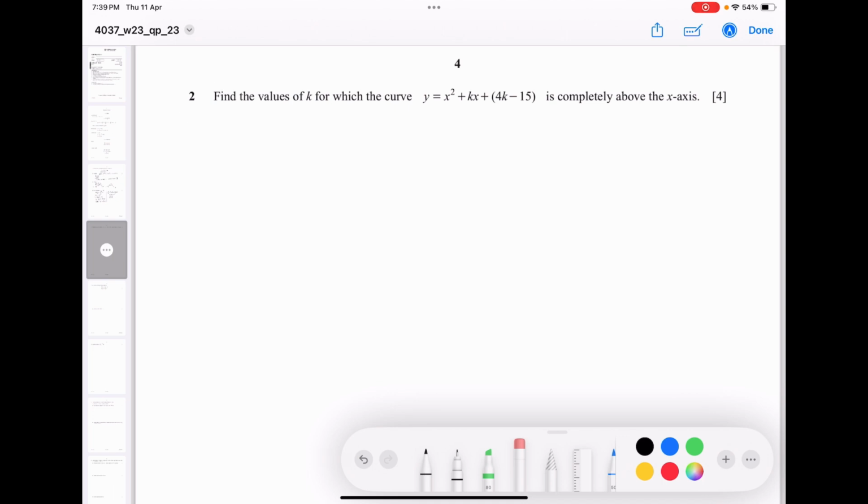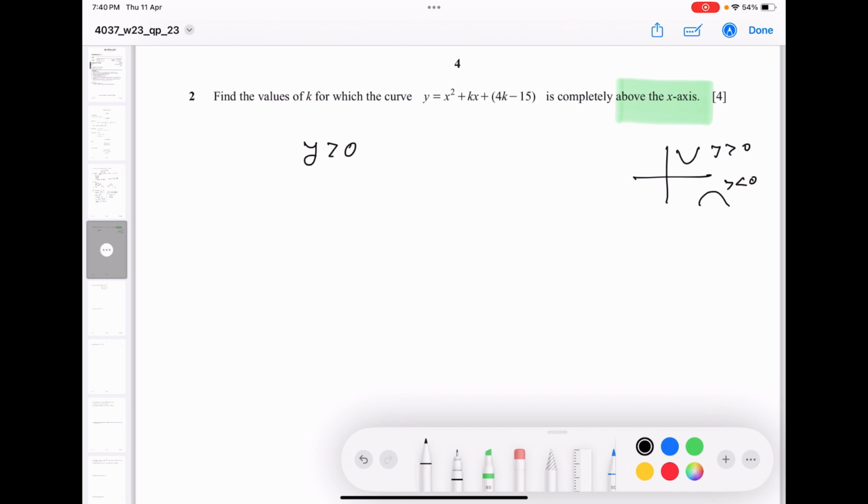Question 2. Find the values of k for which the curve y equals x squared plus kx plus 4k minus 15 is completely above the x-axis. This is the important clue: above the x-axis. If a curve lies above the x-axis, that means y must be greater than 0. For any graph, y greater than 0 is above the x-axis, and y less than 0 is below the x-axis.